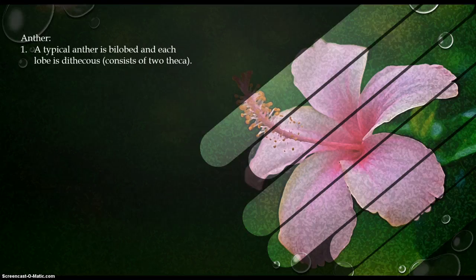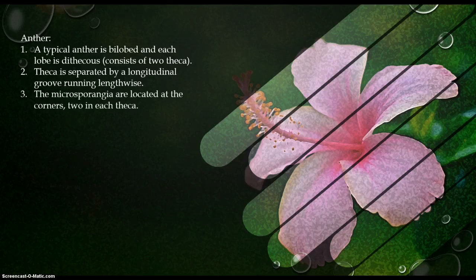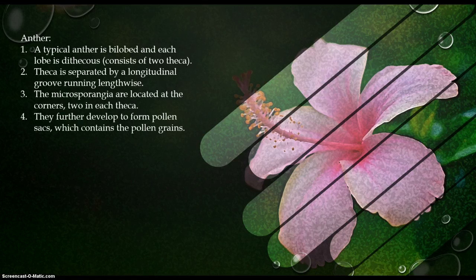A typical anther is bilobed, and each of these two lobes contains two theca, and hence they are known as dithecous. The theca is separated by a longitudinal groove which runs in the lengthwise direction. The microsporangia, the cells which are located inside the theca, further develop to form pollen sacs, and these pollen sacs contain the pollen grains.